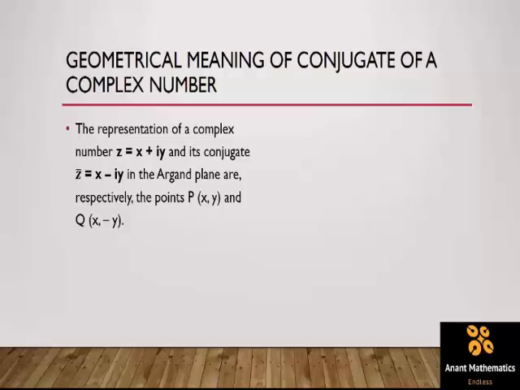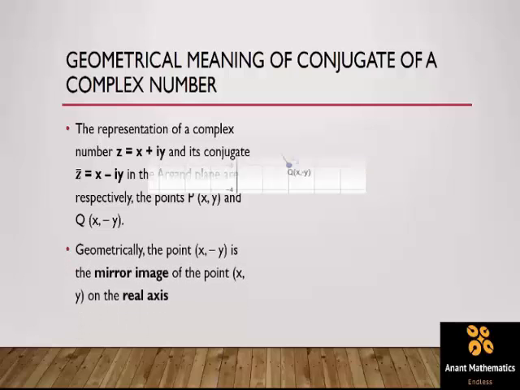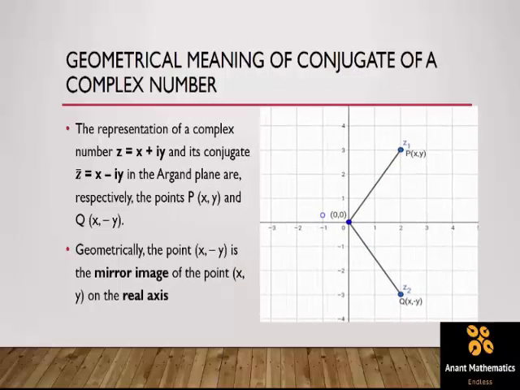Now, the geometrical meaning of the conjugate of a complex number. If we have a complex number z of the form x + iy, then its conjugate is represented by z bar and it is x - iy. As I discussed earlier, these two complex numbers can be represented on the Argand plane by the points P(x, y) and Q(x, -y) respectively. If you look at the diagram, you can easily identify that P and Q are the mirror images of each other on the real axis.